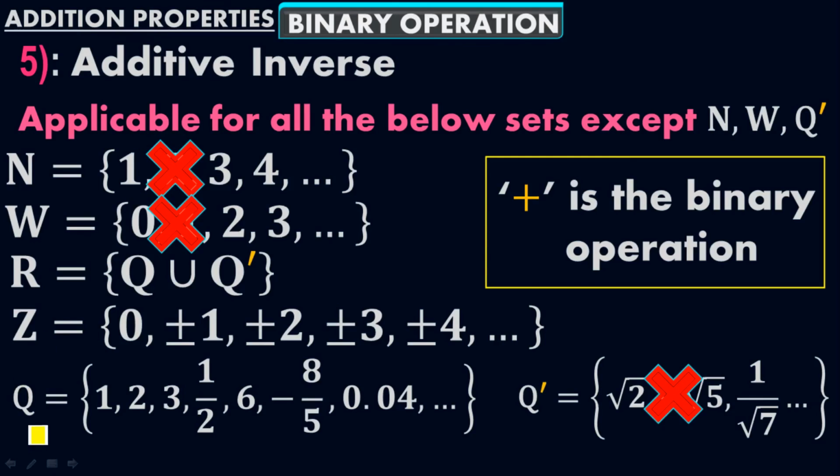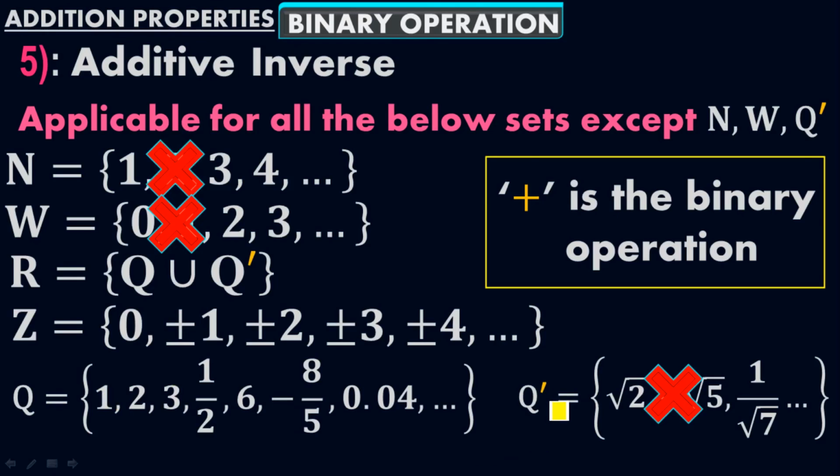What about rational numbers? We know that all the integers, whether they are positive, whether they are negative, including 0, come under the set of rational numbers. And also the numbers in fractional form like 1/2, 1/6, -8/5, 0.04, and so on. So we can write that 0 belongs to rational numbers, negative values belong to rational numbers. Therefore, additive inverse property is applicable for the set of rational numbers.